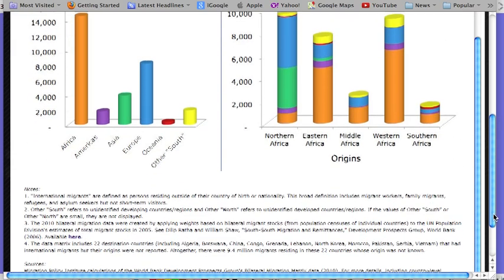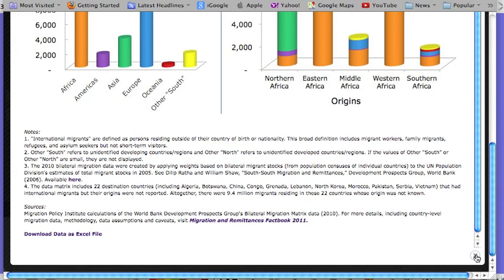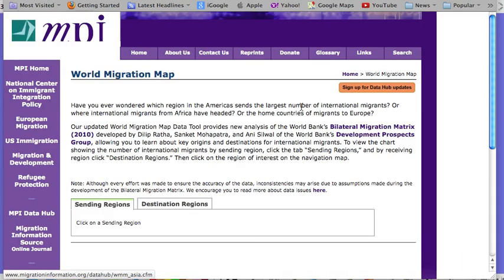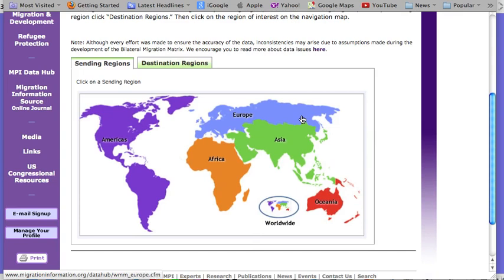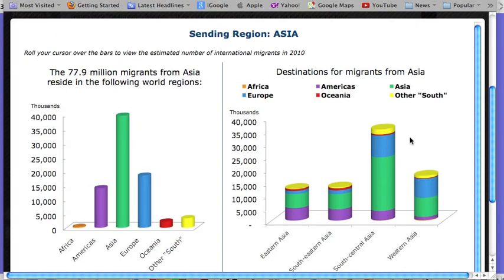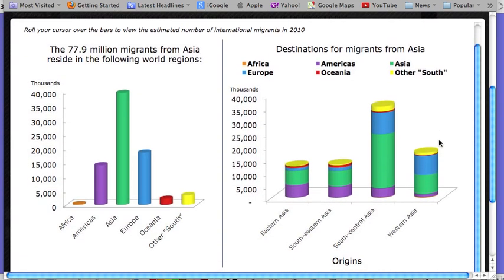And you can look at some other areas. Let's look at Asia. So Asia, migrants from Asia are actually still staying in Asia. So a lot of migration happening within Asia, between different countries or within countries. You see, not a lot of Asians are going to Africa, but there are a lot of Asians going to Americas and Europe. And then not quite as many to Oceania.